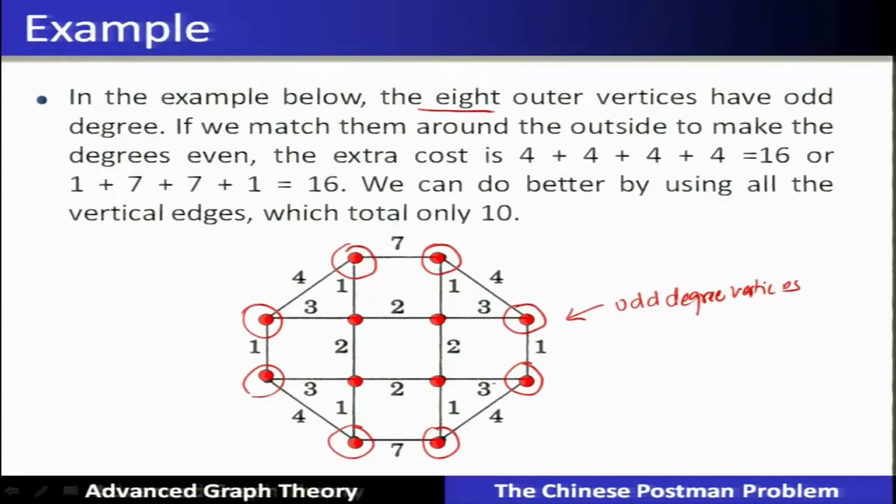So there are a total of 8 such odd degree vertices present in this particular weighted graph. Now you know that this is not an Eulerian graph. Why? Because all the vertices have to be of even degree here, which is not the case. So if we match them around the outside to make the degrees even, we have to pay an extra cost. So how do we make this graph, which has odd degree vertices, into an Eulerian graph?